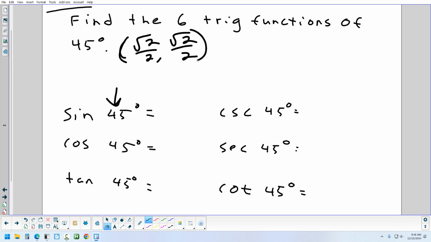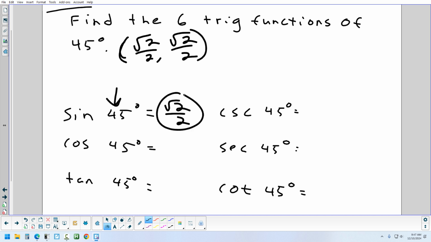Would the sine of 45 degrees just be root 2 over 2? Yeah, and since they're both root 2 over 2, can you just tell me which one you picked, the x or the y? Would that be the 1? It would be which one? The y. Oh, the y, yeah, thanks. The y.